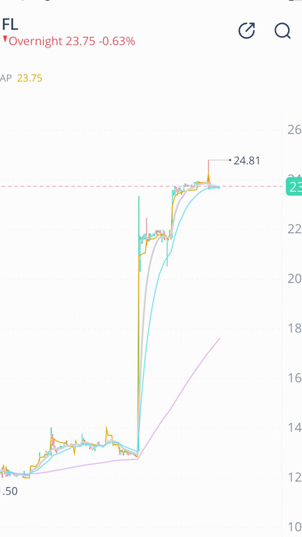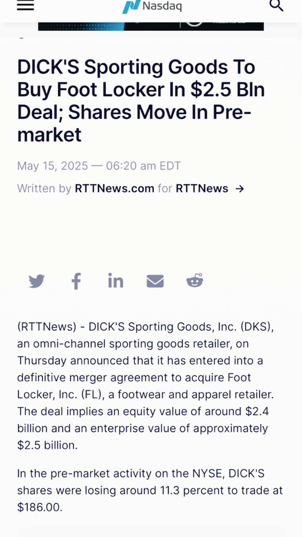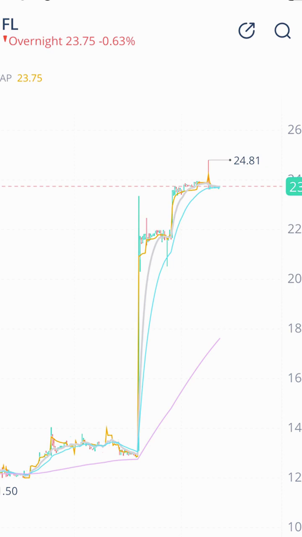Why did it spike? It spiked because this is Foot Locker stock, and Dick's bought Foot Locker in a 2.5 billion deal, right? And then the shares moved in the pre-market. So before we got a chance to get in, it did that. Then that was the whole day.